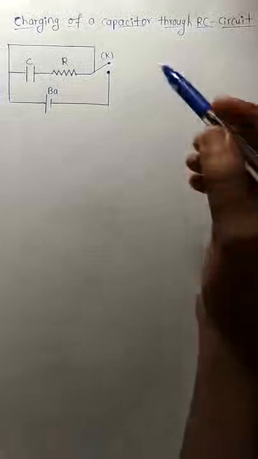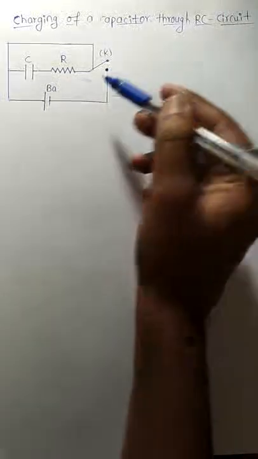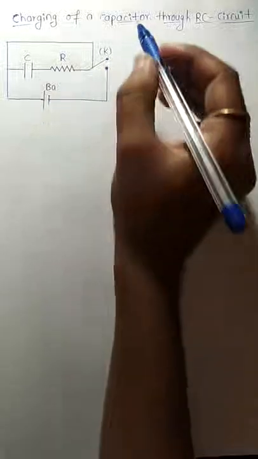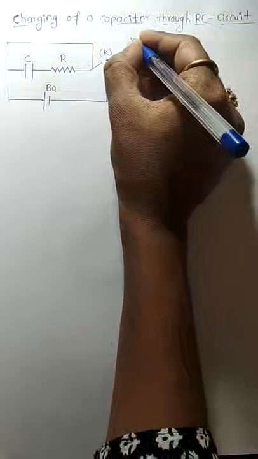So first we are studying how the charging of a capacitor takes place in an RC circuit. Now I'll close the key. When I close the key, the battery starts to give voltage, which we also call potential difference or EMF. I will write that here.